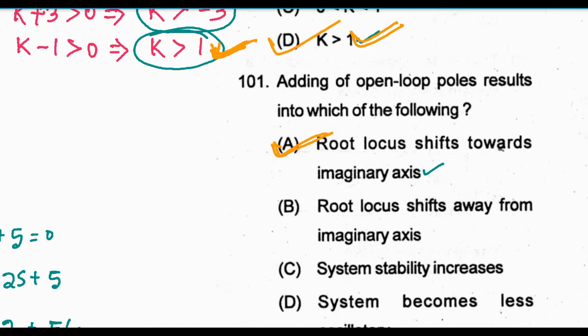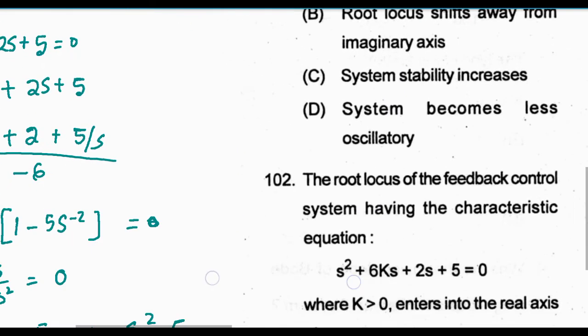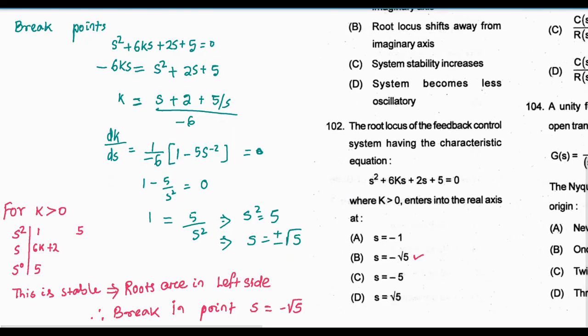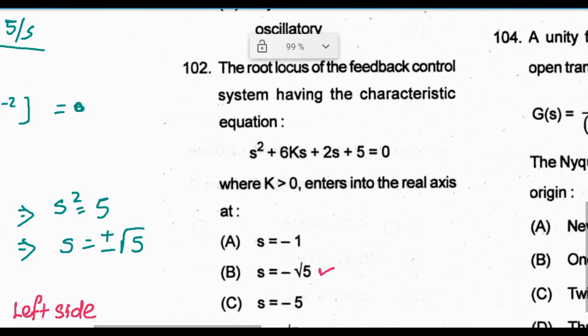If we add open loop poles, the root locus shifts towards the imaginary axis. Next question: the root locus of a feedback control system having the characteristic equation s square plus 6ks plus 2s plus 5 is equal to 0, where k is greater than 0, enters into the real axis at.